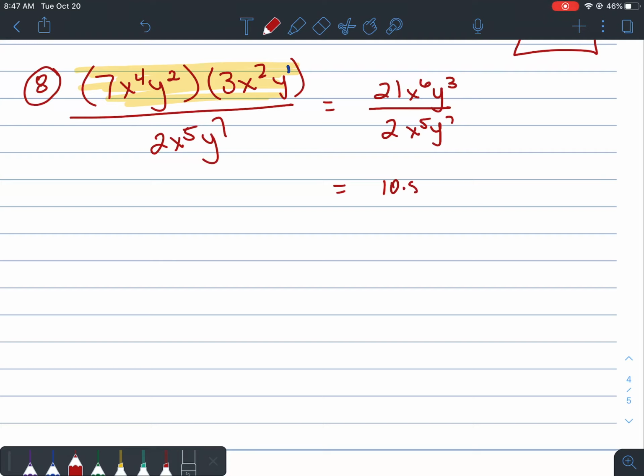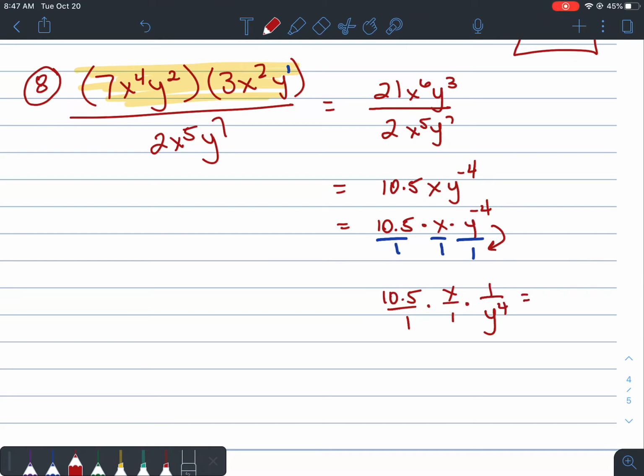21 divided by 2 is 10.5. X to the 6th divided by x to the 5th is just x. Y to the 3rd divided by y to the 7th is y to the negative 4th. Now we can use our negative exponents rule, and we can get rid of that negative exponent. The 10.5 over 1 stays, the x over 1 stays, the y to the negative 4, we can move it and lose the negative. We use our knowledge of multiplying fractions, and we have 10.5x in the numerator and y to the 4th in the denominator.